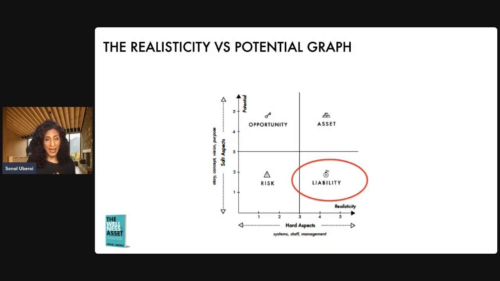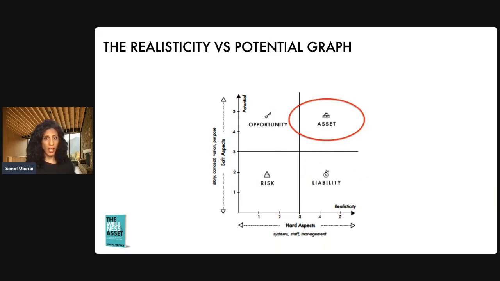Concepts in liability, the bottom right quadrant, are realistic to implement, but in their current state lack potential to become an important revenue or value generator, and in many cases they generate losses. Your concept is a liability if you have all the hard aspects in place, your how, but you haven't drilled down on your soft aspects, your who, your what, and your why.